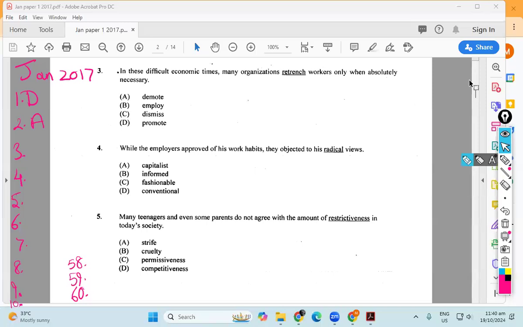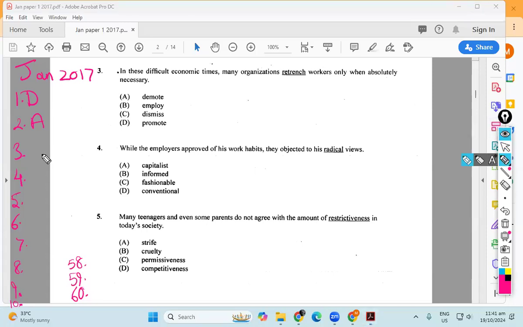In these difficult economic times, many organizations retrench workers only when absolutely necessary. What does it mean to retrench? To retrench means to fire or lay off. So why are people telling me dismiss? Dismiss is what it means to retrench. That's correct. But we want the opposite. So the opposite of firing will be employing, right? So number 3 is B, right?